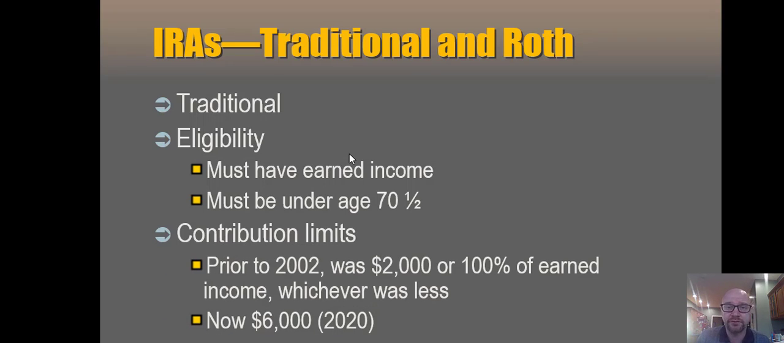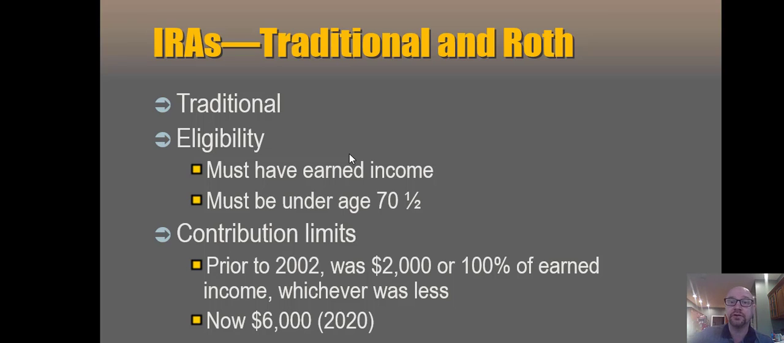How much can you put into an IRA? Well, $6,000 is the limit now. For a long time, it was $2,000 a year. And then eventually they decided, because of inflation, we need to up this amount so people can put more in. And we gradually did that. Between 2002 and now, we went from $2,000 as the limit to $6,000. So the most you can put into a traditional or a Roth IRA is $6,000.